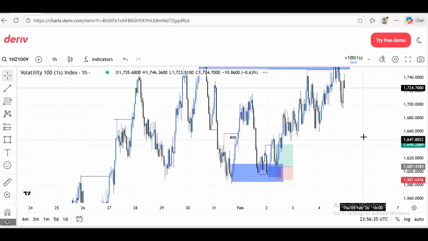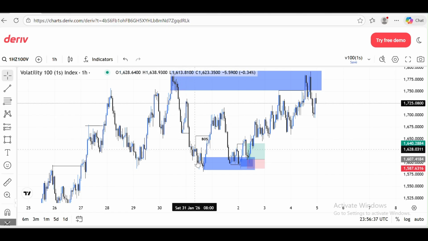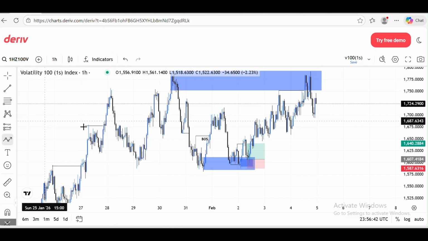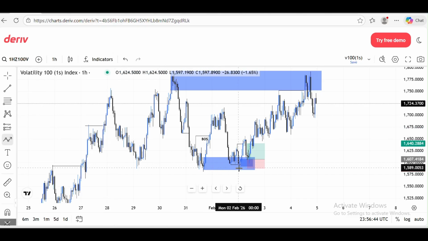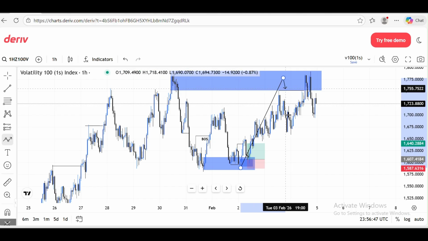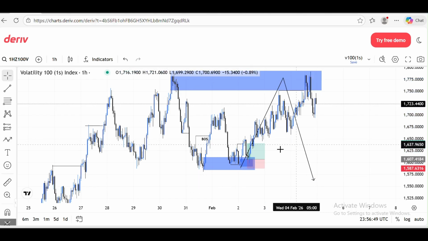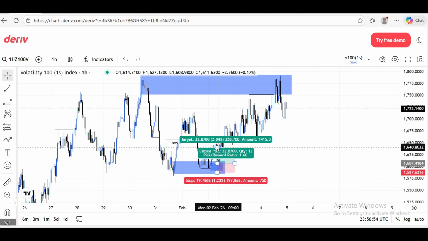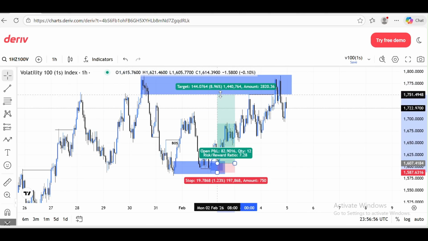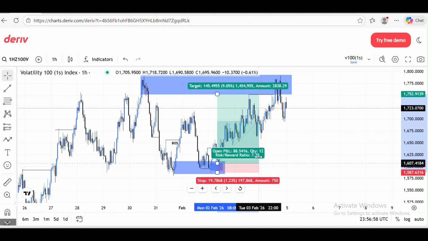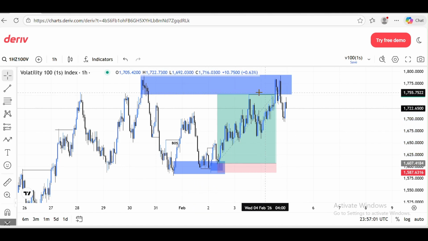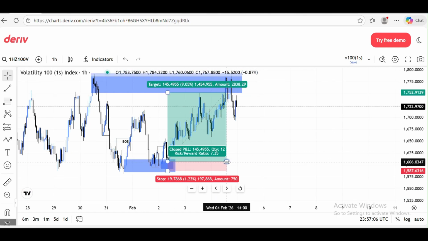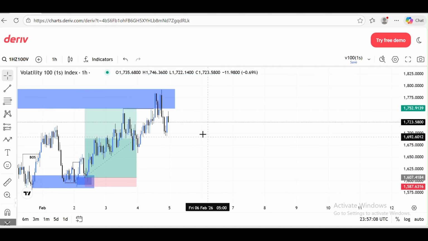Remember, because of this change of character that we saw, we are looking for price to reach this zone, come into the zone and then probably look for a sale. That's actually our focus. So our exit point in buying would be up to this particular zone. Price did tap into that zone. So this is the zone we are looking at for a sale.